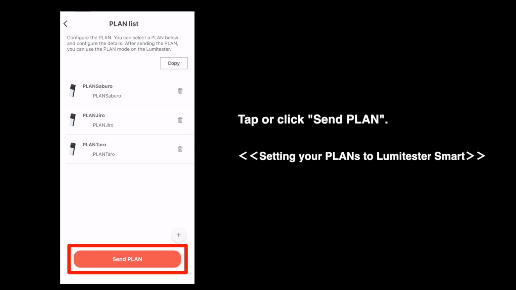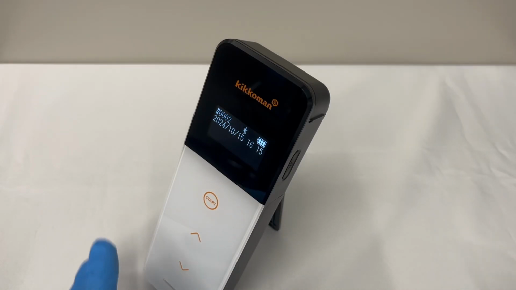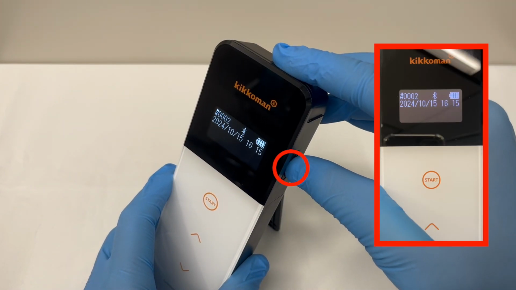After setting up the plan, connect the Lumitester Smart and tap Send Plan. Now, let's test with the Lumitester Smart in plan mode.